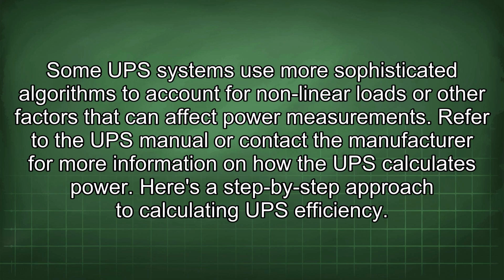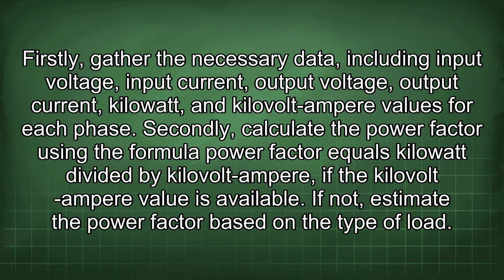Here's a step-by-step approach to calculating UPS efficiency. Firstly, gather the necessary data, including input voltage, input current, output current, kilowatt, and kilovolt ampere values for each phase. Secondly, calculate the power factor using the formula power factor equals kilowatt divided by kilovolt ampere, if the kilovolt ampere value is available. If not, estimate the power factor based on the type of load.